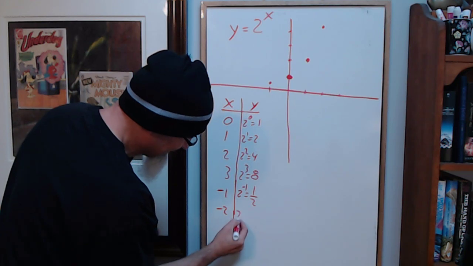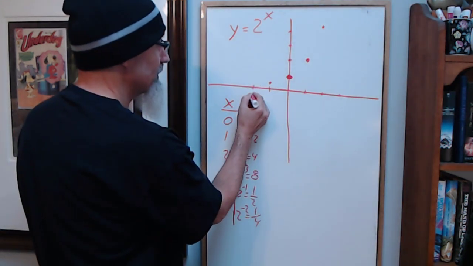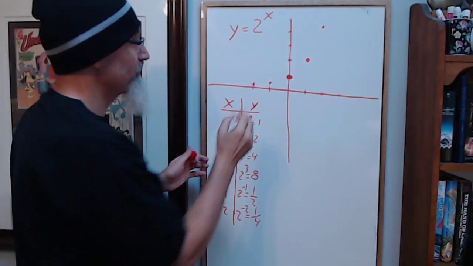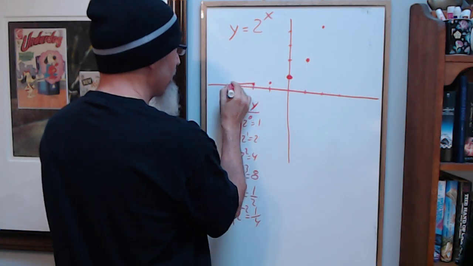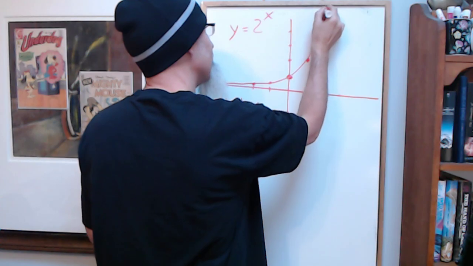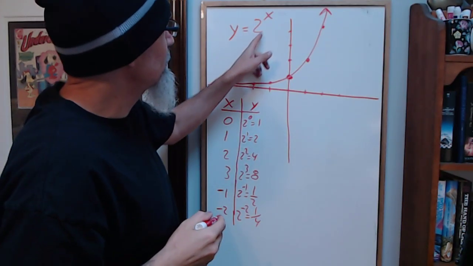Negative 2. 2 to the power of negative 2 is 1 over 4. So it's here. So an exponential function looks like this, right? Cool. All right. That's y is equal to 2 to the power of x.